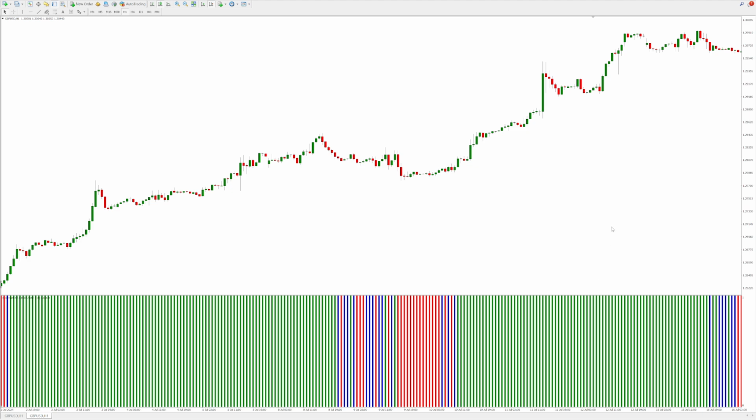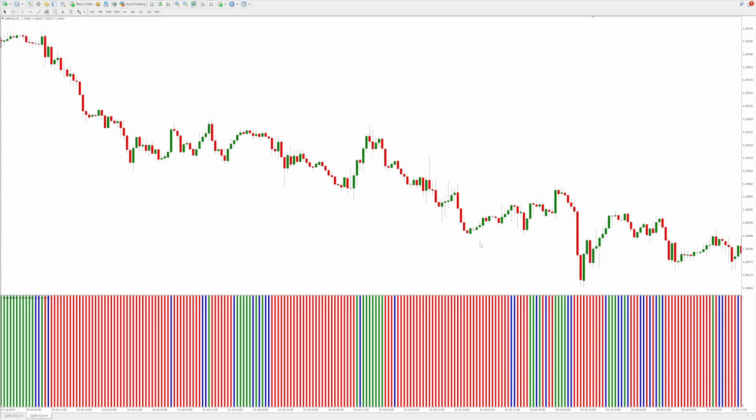because you can clearly see from here at a glance, all of those green bars suggest this is an upwards moving market. Likewise here, when you see all of this red, you know straight away that this is a downtrend, so you'd be looking to sell.